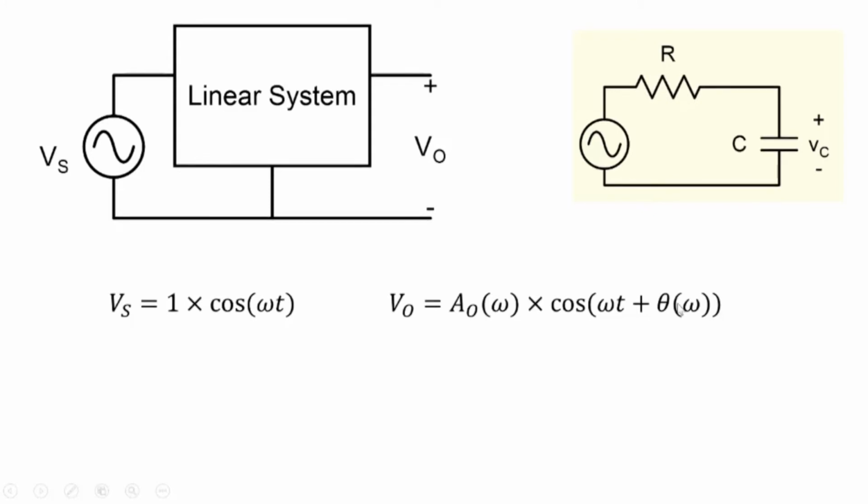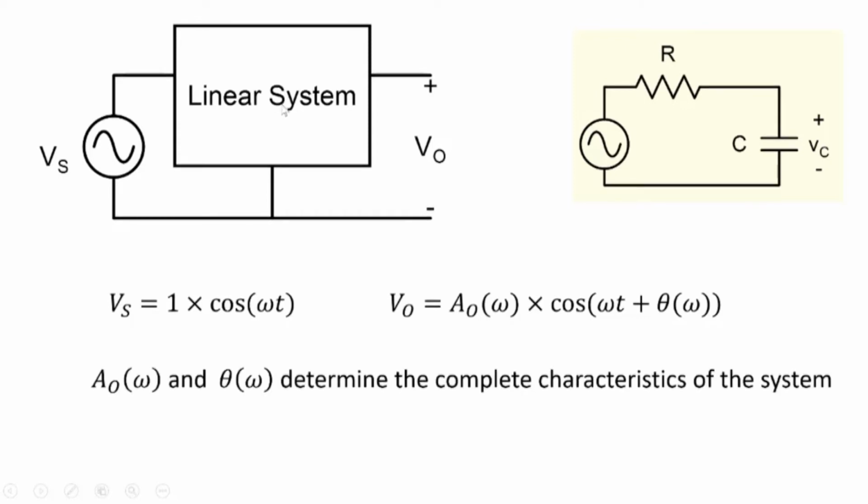We are not justifying it mathematically or rigorously here, but what we are saying is, in a linear system, if you know A0 as a function of omega for all omegas, and theta as a function of omega for all omegas, you know everything about the linear system. The linear system is fully characterized. So A0 of omega and theta of omega determine the complete characteristics of the system, right?